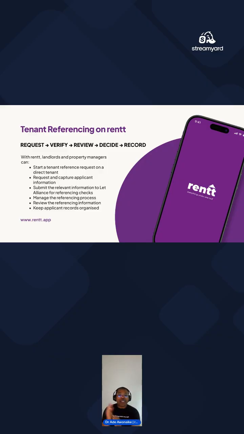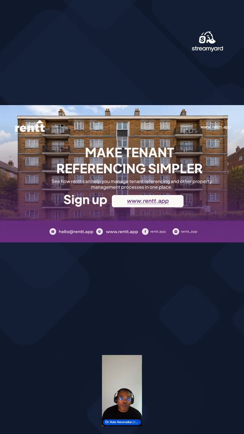Because referencing shouldn't exist as an isolated activity. It's part of a much bigger journey. You find the tenant, you reference them, you onboard them, you manage the tenancy, you collect rent, you manage maintenance, you maintain records. Eventually, that tenancy ends and another begins. Our thinking at Rent is simple. Why should all of those processes live in different places? So we have simplified the journey by ensuring that you have everything that you need under one roof.